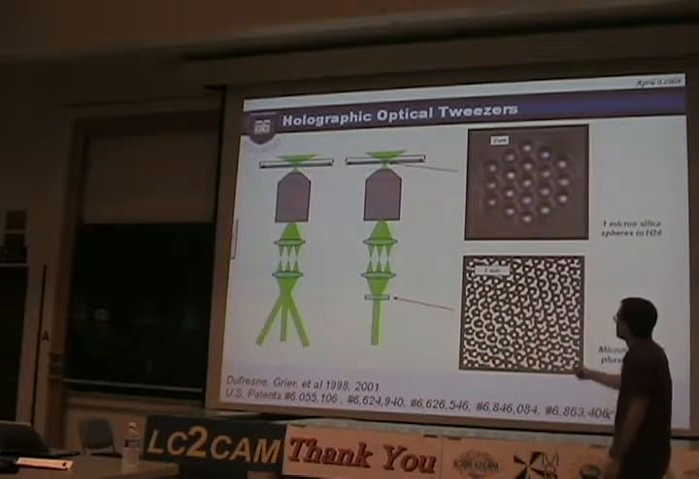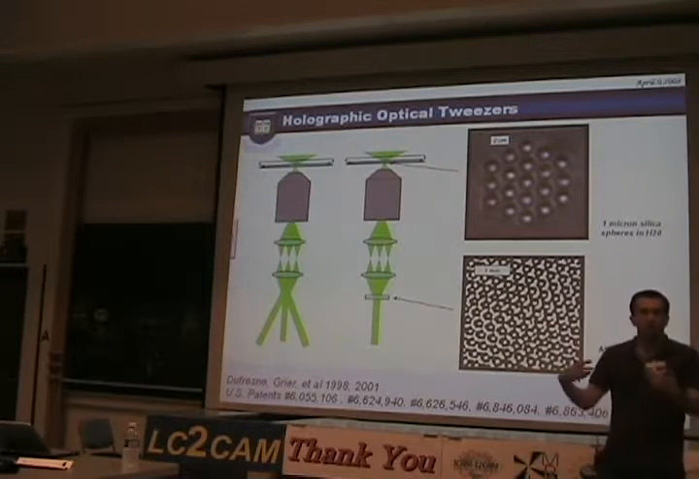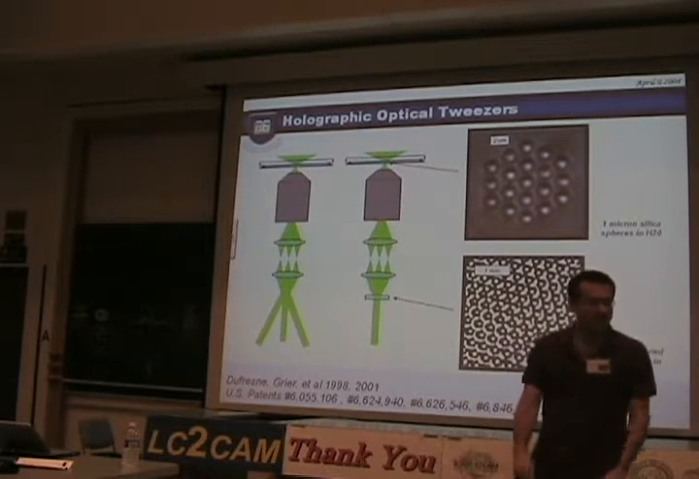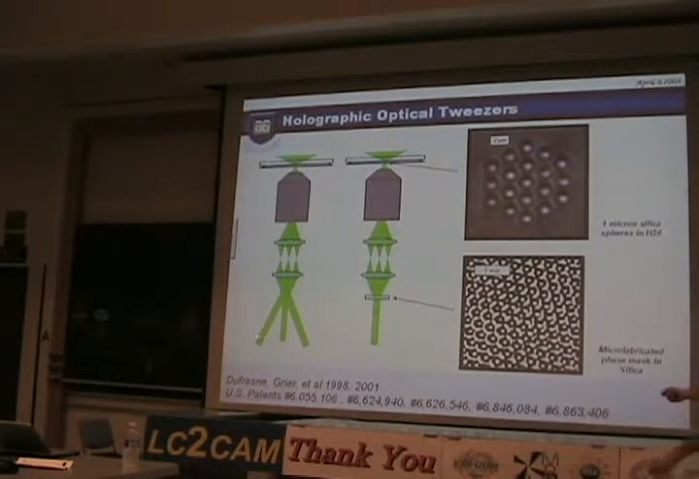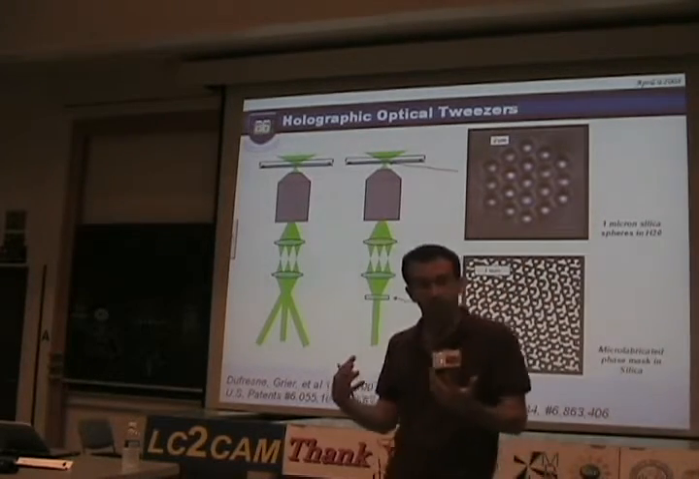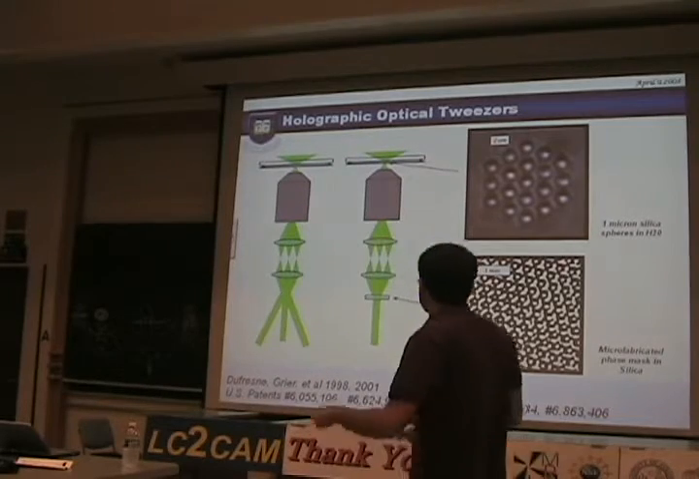So what we do is calculate in the computer what the wavefront would be if there were a bunch of lasers passing through a microscope. Then we create some sort of phase object which emulates that interference pattern to trick a single laser into thinking that it's lots of lasers.